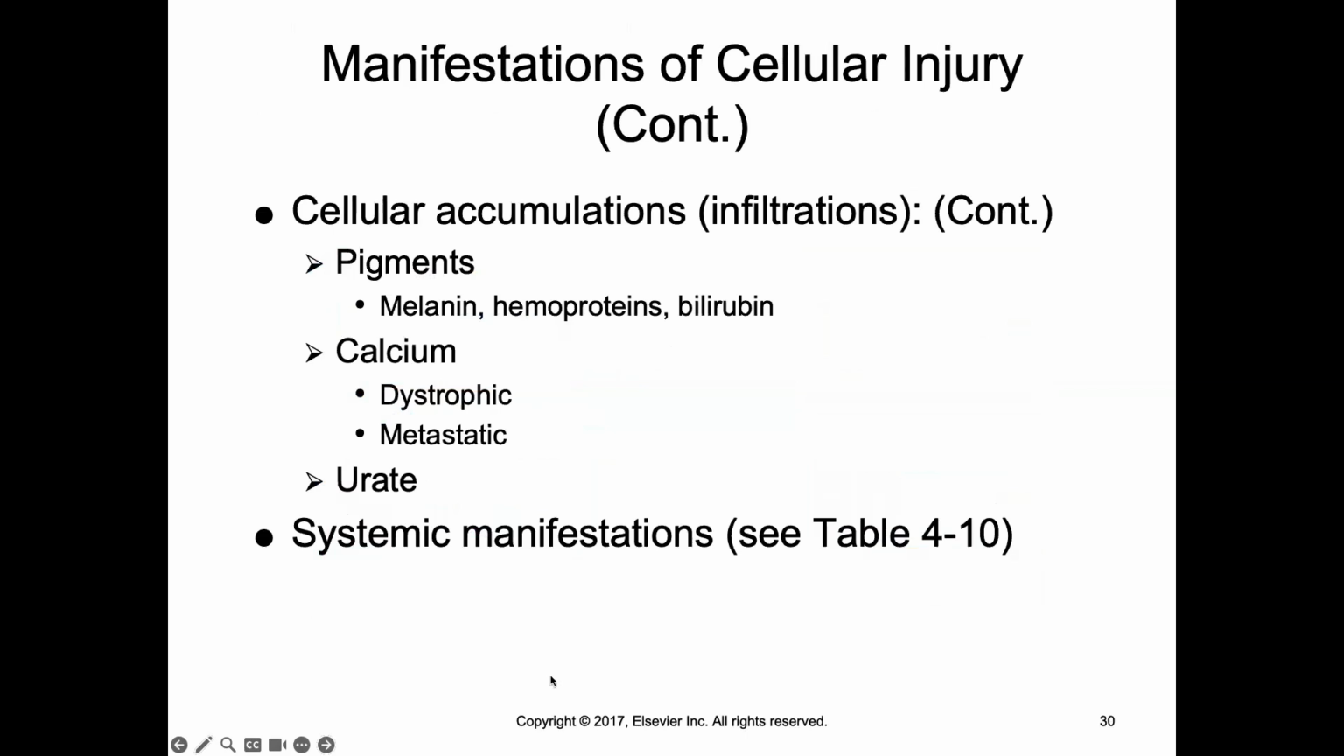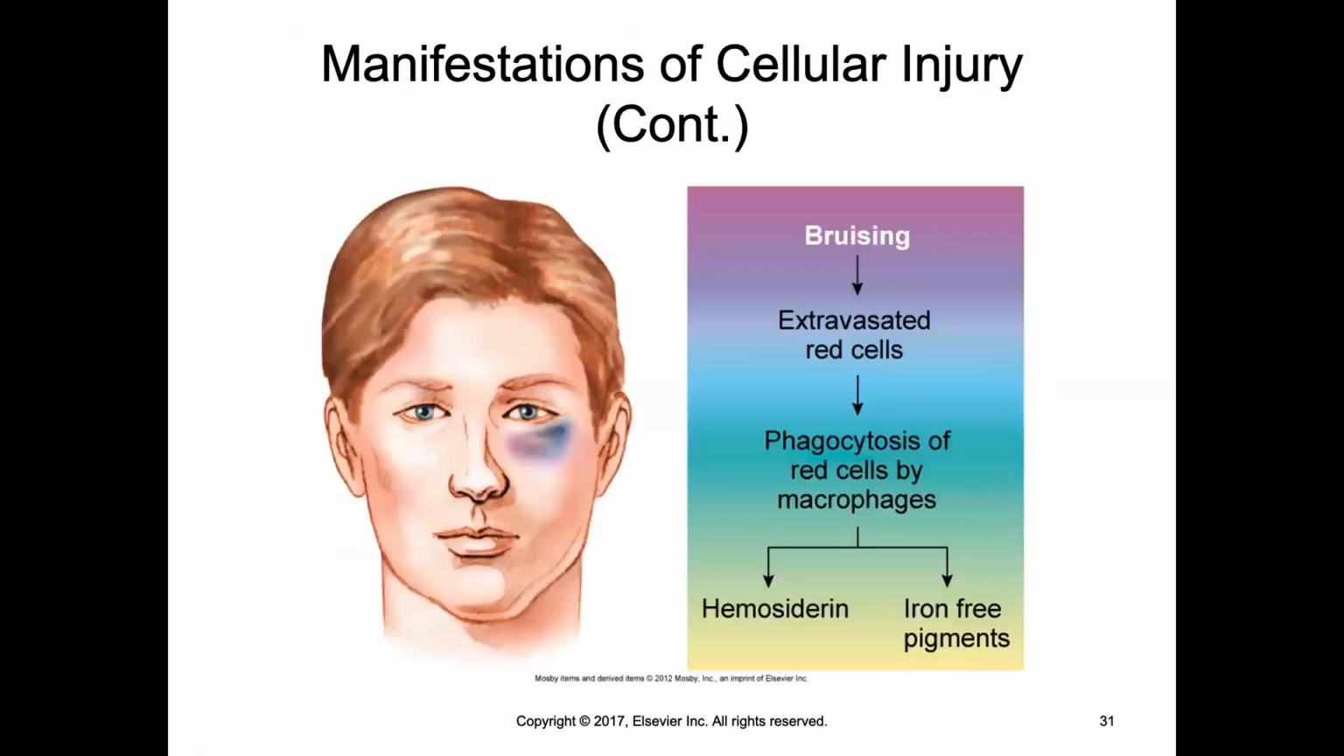So, infiltrations include things like pigment, okay: melanin, hemoprotein, bilirubin, calcium, which can either be dystrophic or metastatic, and urate. All of these interfere with cell function. Examples: bruising, extravasated red cells, phagocytosis of red cells by macrophages, accumulation of hemosiderin, and iron-free pigment, hence the coloration.